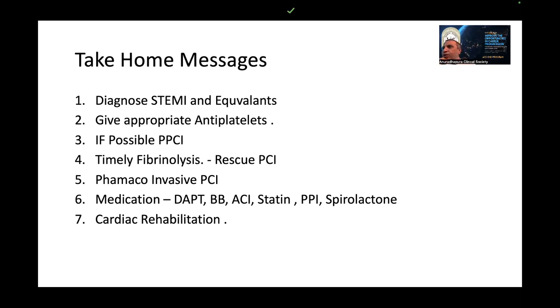And then the patient should be referred ideally to cardiac rehabilitation, which also has survival benefits.